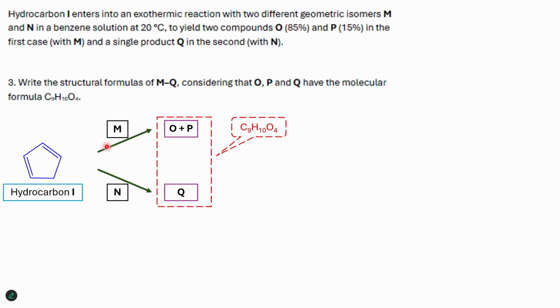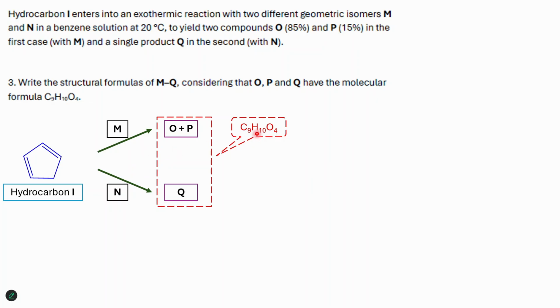We have hydrocarbon 1 reacting with M to give O plus P. With N, it gives Q. And all of them have the molecular formula given. And maybe we can also add 20 degrees. Maybe at this point, it's not important, but we can just write it here as, okay, these reactions have been carried out at 20 degrees.